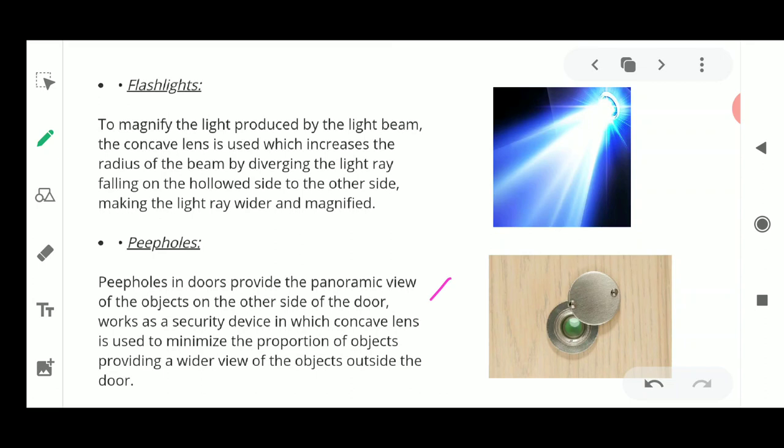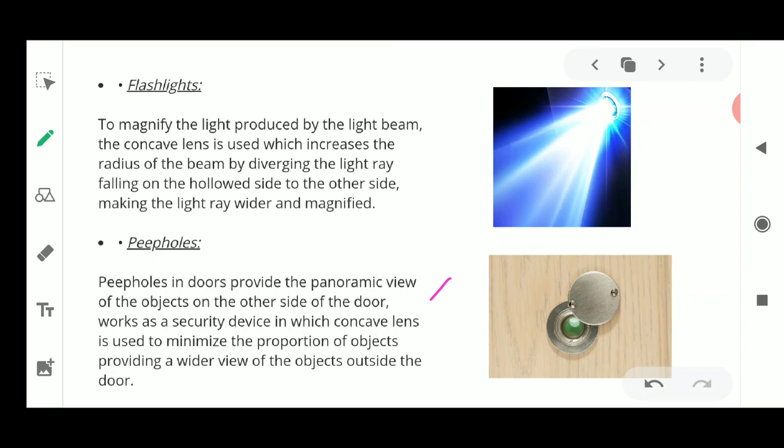Okay, and it works as a security device in which concave lenses are used to minimize the proportion of the objects. So we are using these lenses to get the panoramic view, where the object proportion is minimized, by providing a wider view of the object which is present outside. Now if the person is present very close to the door, how are you going to look through that peephole and recognize who is standing at the door?